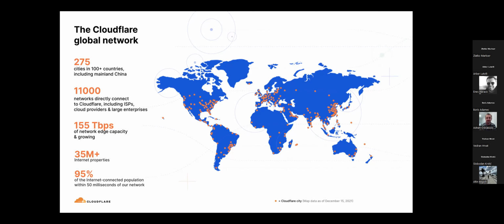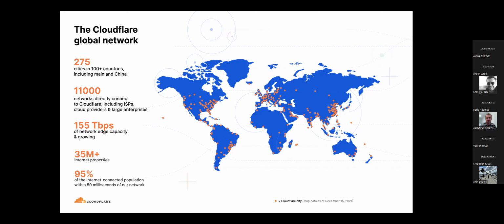We have 1,100 direct connections with ISPs, including the big internet service providers, other cloud providers, and the ISPs of large enterprises.